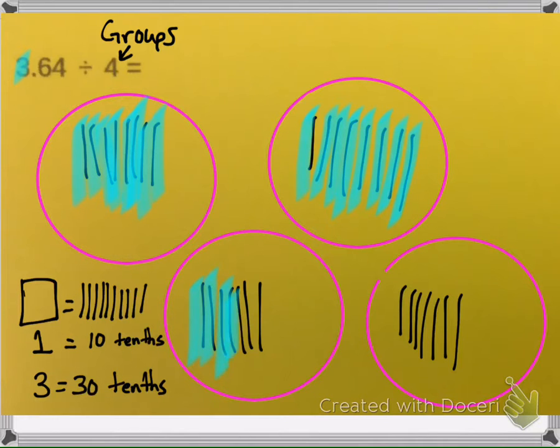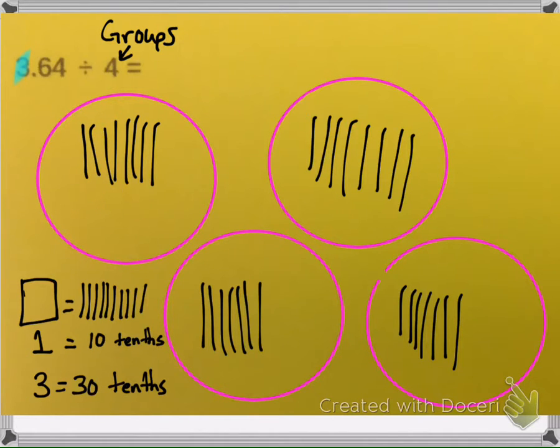1, 2, 3, 4, 5, 6, 7 on that one. And 1, 2, 3, 4, 5, 6, 7 on that one. So I have 8 on the top 2, and I have 7 on the bottom 2. That means that I was missing 2 more. But remember, these are tenths.